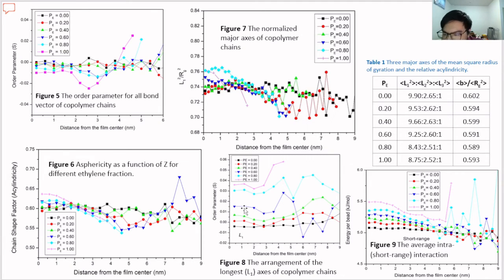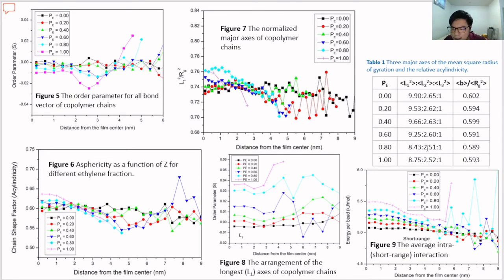In figure 8, the largest molecular axes tend to orient parallel to the film surface, and the orientation becomes more isotropic for copolymer chains with less ethylene fraction. The system energetics are presented in figure 9. Higher intra-chain interaction is found, indicating more gauche conformation for the larger ethylene content.